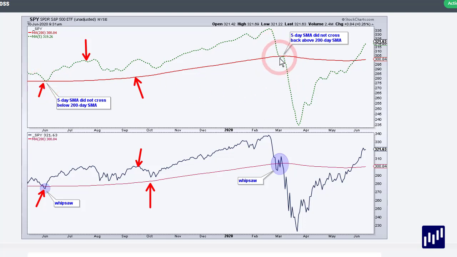Here in March, the 5-day moved below the 200-day, but didn't get back above on that little bounce. Whereas here you had one, two, three, four, five crosses basically of the 200-day. So a lot of whipsaws there. That simple smoothing mechanism can help you reduce the whipsaws and the bad signals. Now let's put these to the test.